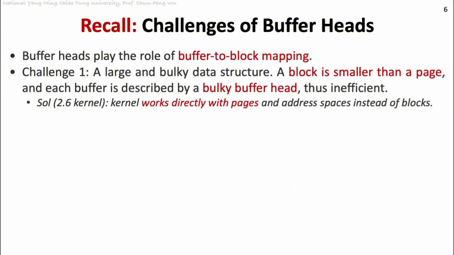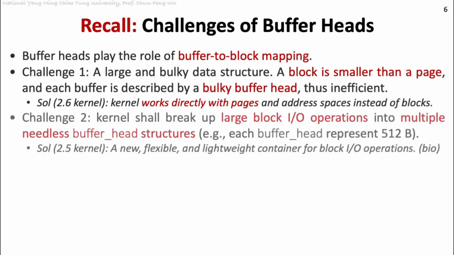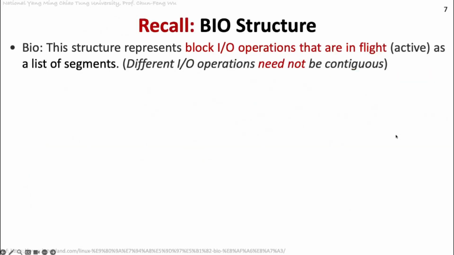So the first solution to solve challenge one is for the kernel to work directly with the page, not with the block. And the second challenge is that the kernel should break up a large block IO operation into multiple buffer heads. The reason is that each buffer head can only represent 512 bytes. Okay, so all these challenges can be solved by the BIO structure.